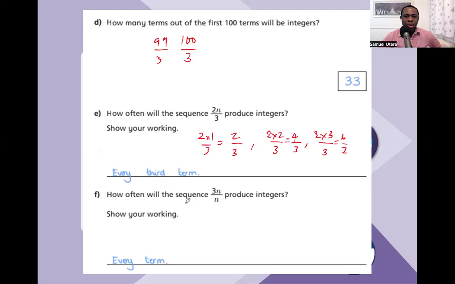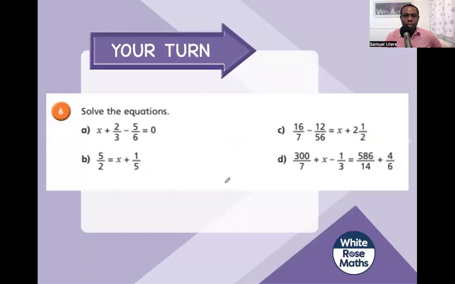And next you ask, how often will the sequence 3n over n produce integers? Of course, every term will produce an integer because 3 times 1 divided by 1 will be 3, 3 times 2 divided by 2, and so on. The n will simply cancel out each time, and so we will produce an integer every time. Pause the video and answer question 6 in 4 minutes.